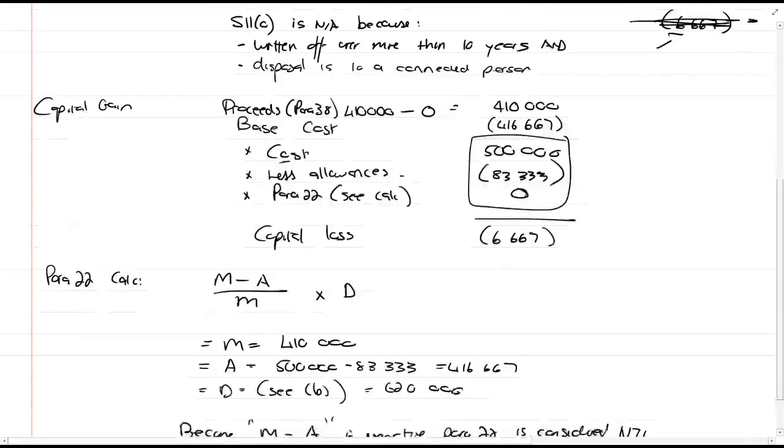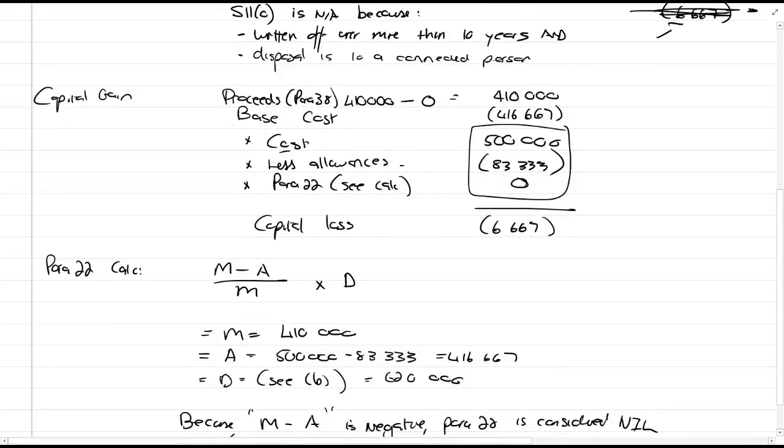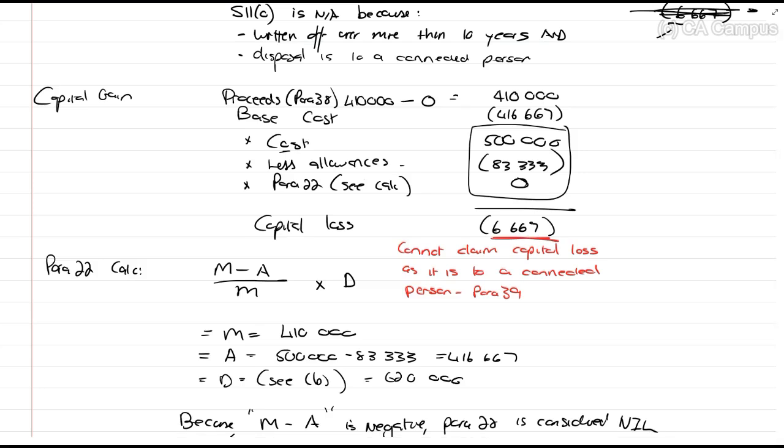Now, can you claim this? So usually that's now going to your CT column. Right, so sorry guys, my spacing is a little bit out here, but here we go. Cannot claim capital loss as it is to a connected person. Paragraph 39 tells us that. It tells you also you can just knock this 6,667 off against a future capital gain to the same person. Okay, so that's it from there.